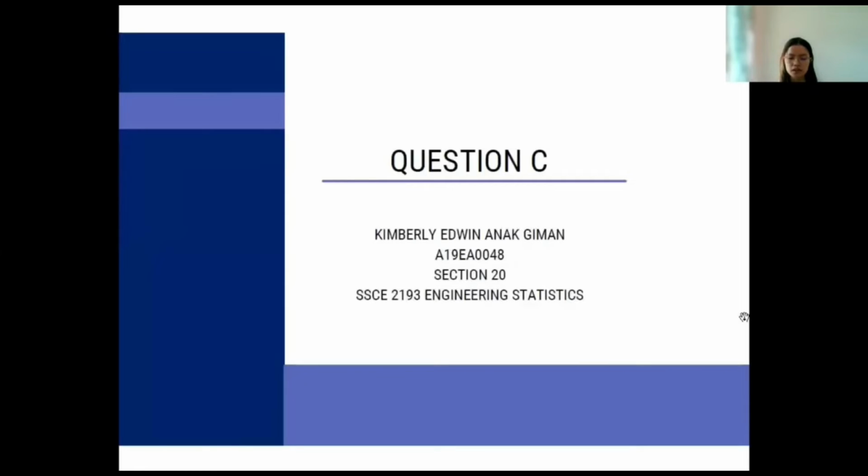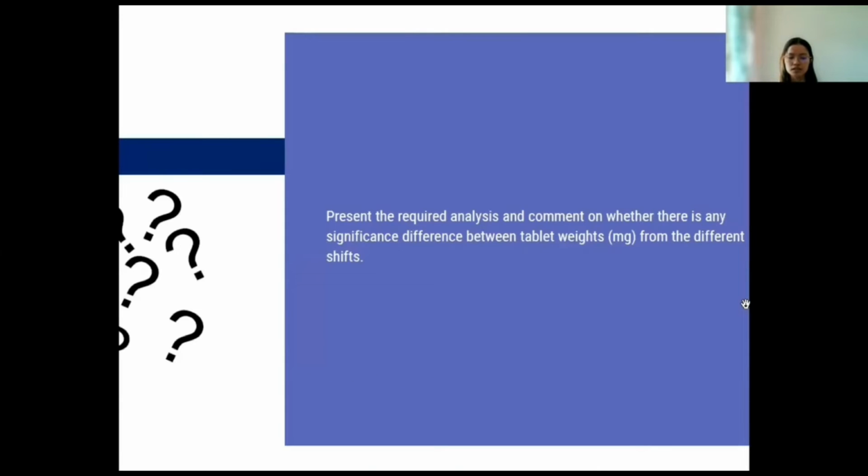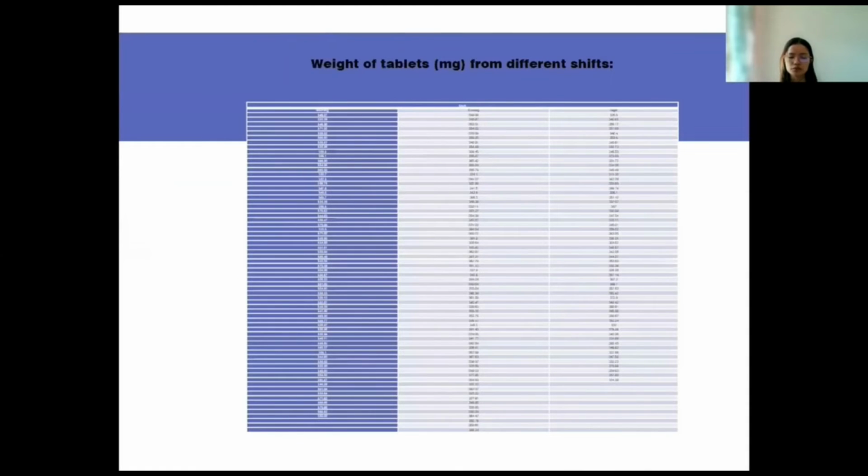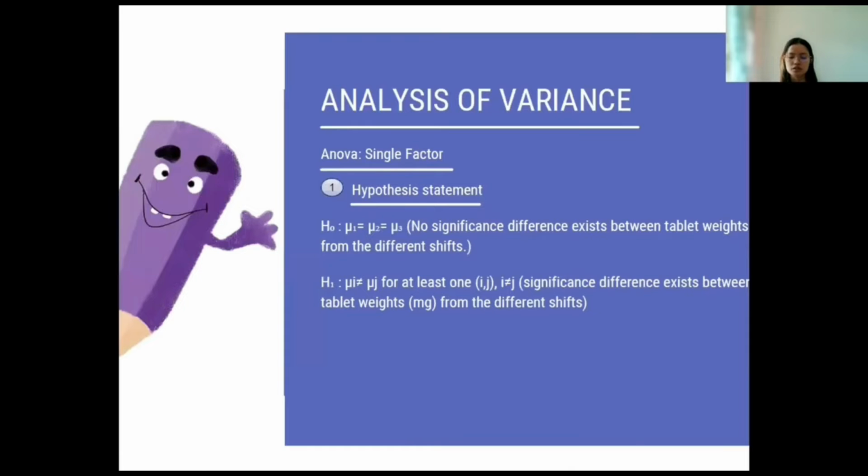My name is Kimberly Edwin Nagiman and I will explain question C. Question C asks us to present the required analysis and comment on whether there is any significant difference between tablet weights from the different shifts. The first thing we have to do is to extract the data for tablet weights for morning, evening, and night shifts. It is related to the analysis of variance, so we will perform the ANOVA test by using Microsoft Excel.